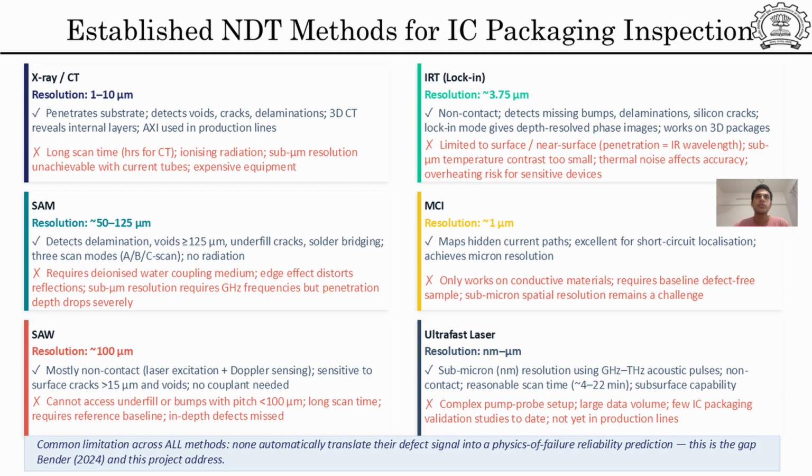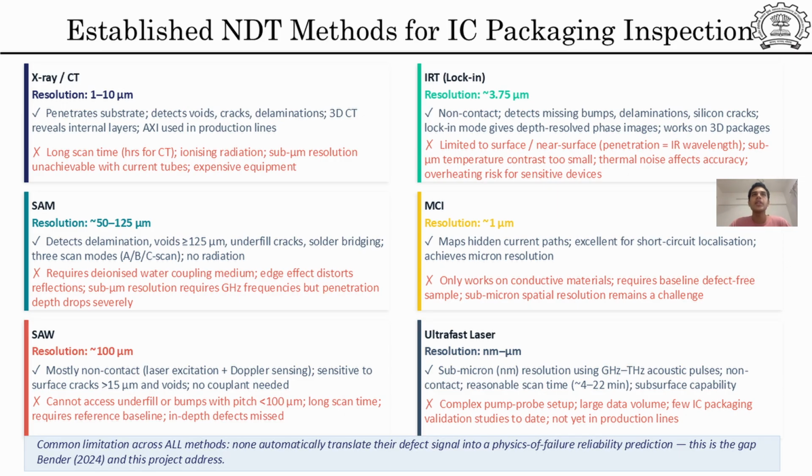Infrared thermography. It's non-contact, it detects missing bumps, delaminations, silicon cracks, and even works on 3D packages in lock-in mode. It has the best spatial resolution, 3.75 micrometers. However, its limitation is that it's limited to surface or near surface because penetration depth equals the infrared wavelength. At submicron scales, the temperature contrast is simply too small to detect.